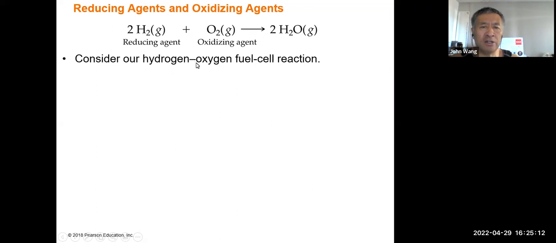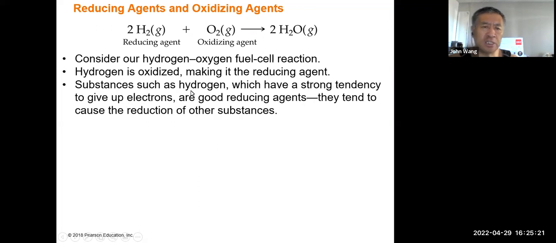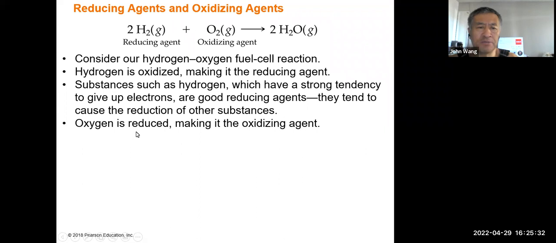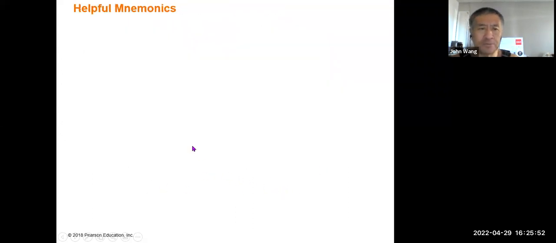Consider our hydrogen-oxygen fuel cell reaction. Hydrogen is oxidized, making it the reducing agent. Substances such as hydrogen, which have a strong tendency to give up electrons, are good reducing agents. They tend to cause the reduction of other substances. Oxygen is reduced, making it the oxidizing agent. Substances such as oxygen, which have a strong tendency to attract electrons, are good oxidizing agents. They tend to cause the oxidation of other substances.